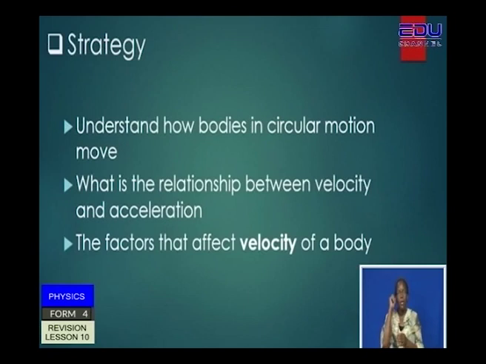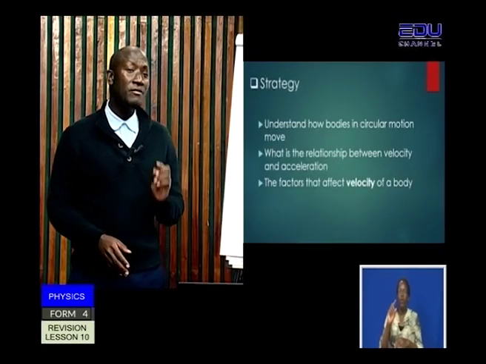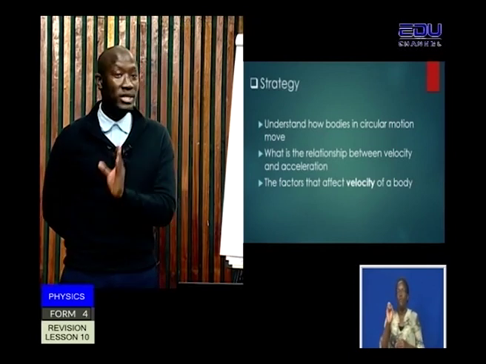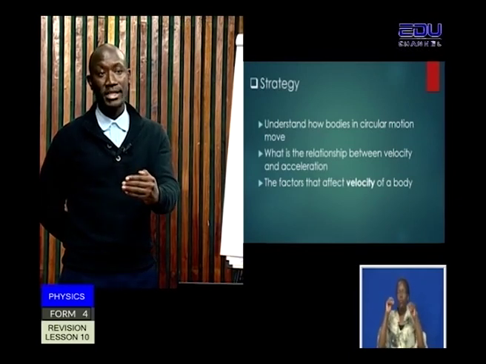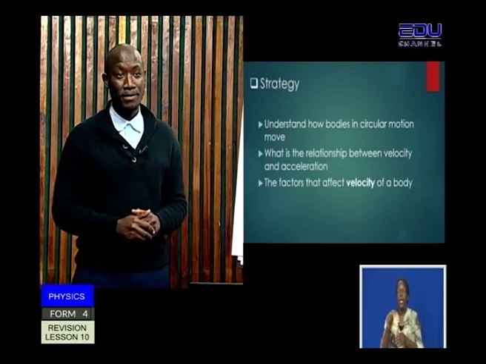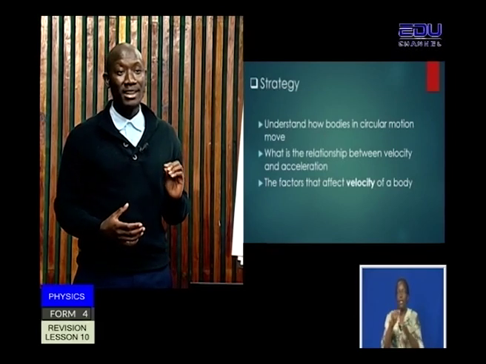One needs to understand how bodies in circular motion move. Then, what is the relationship between the velocity and the acceleration? And lastly, the factors that affect the velocity of a body. Now, very quickly, Lana, velocity is a vector quantity. Vector quantities are those quantities that have both magnitude and direction. For velocity, the magnitude is as important as direction.